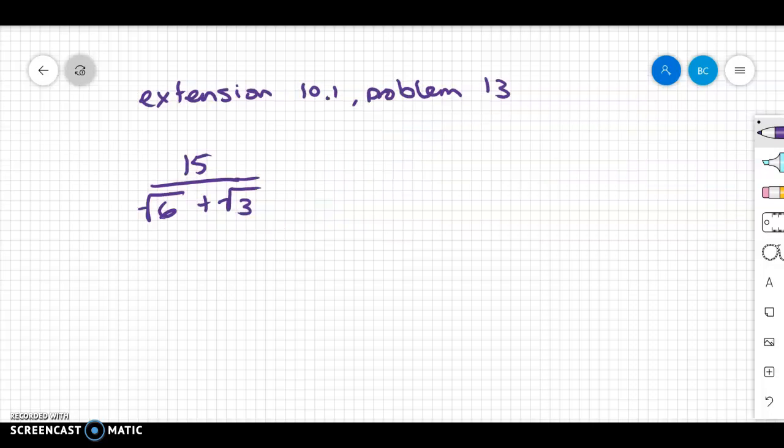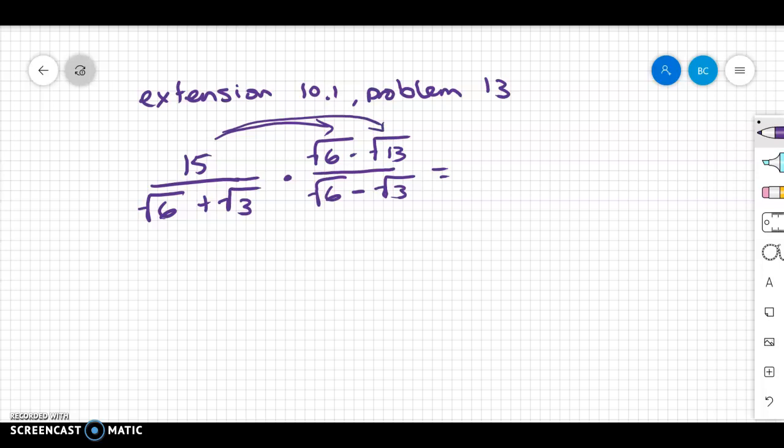Finally is extension 10.1, problem number 13. Again, this is one with a binomial in the denominator, both with radicals. So I'm going to multiply by the conjugate. Conjugate is the same terms, opposite sign, and I'm going to multiply the numerator by the same thing. In the numerator, I'm multiplying the 15 times both of those terms, so I get 15 times the square root of 6 minus 15 times the square root of 13, and that's all going to be over 6 minus 3.